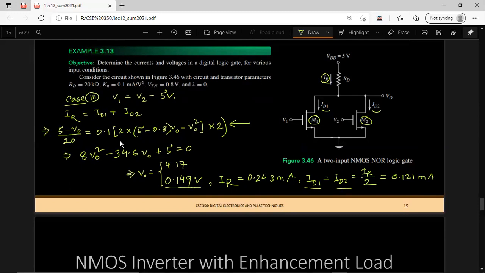Okay, so next we are going to change this resistance, and we will put in different types of loads, called enhancement type load or depletion type load, and we are going to see what the output voltage would be for these conditions.